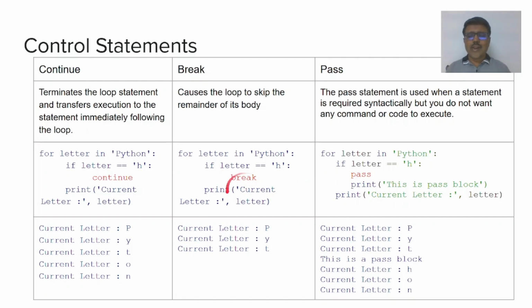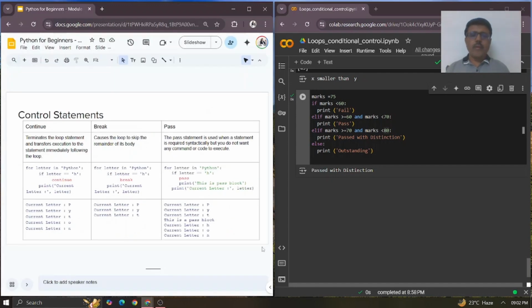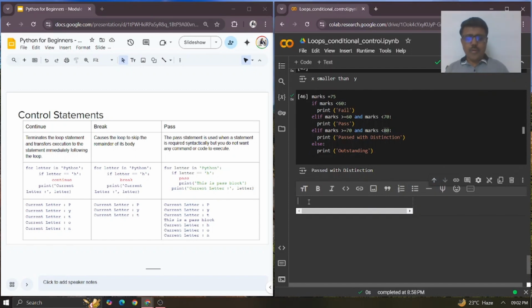So let's quickly run and execute this. I hope you are able to understand the three different control statements, right? So let me add a text now. Put control statements.